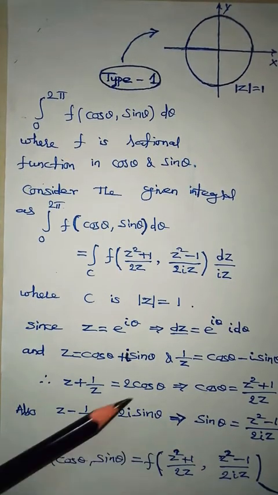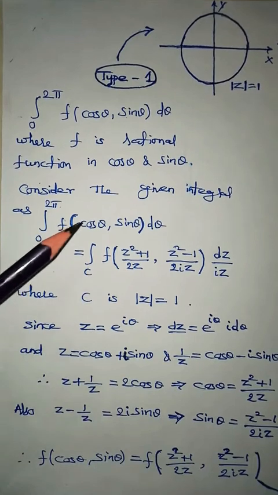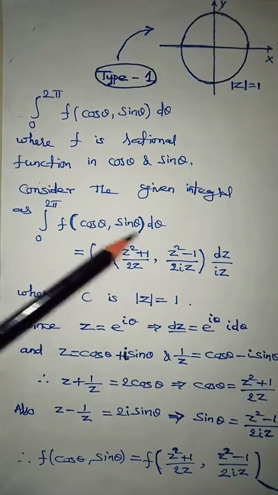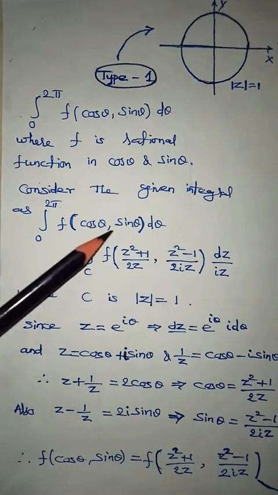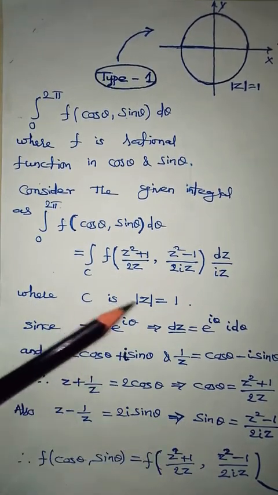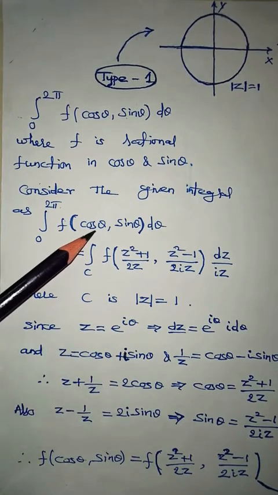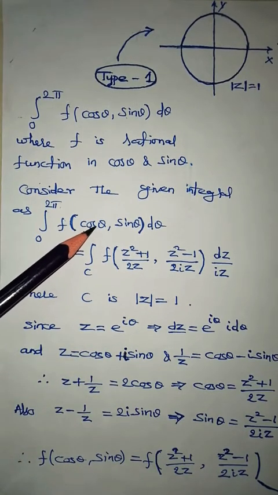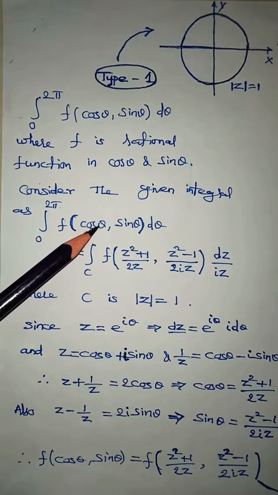So this is the way we got cos theta, sin theta and d theta. These 3 values you may remember directly, or you can derive them from these. Sometimes they may give in the question, instead of cos theta, cos 2 theta, 3 theta.